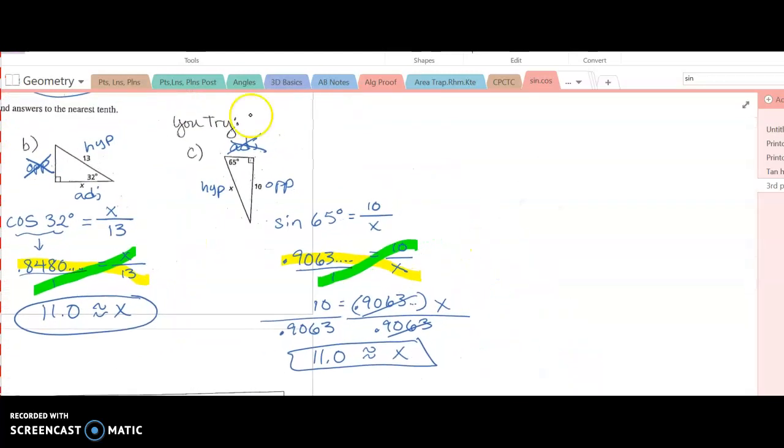This was a sine problem, I know, because I had opposite and hypotenuse sides. So sine 65 equals 10 over x. Sine 65 was 0.9063, cross multiplied, and then 0.9063 times x. So to get x by itself, we divide both sides by 0.9063, and x came out to be 11. All right, so that's the end of this video, and I'll see you on the next one.